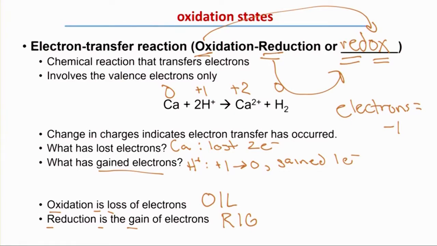So since the calcium has lost electrons, it was oxidized. And since the H+ has gained an electron, the H+ is reduced. All right, we're going to look at a couple more examples. We're going to do one with a demo next, and then in the next couple of videos, I'm going to show you ways to identify oxidation states to see what is gaining or losing electrons.